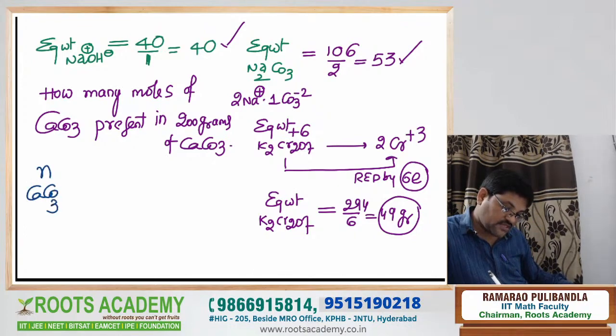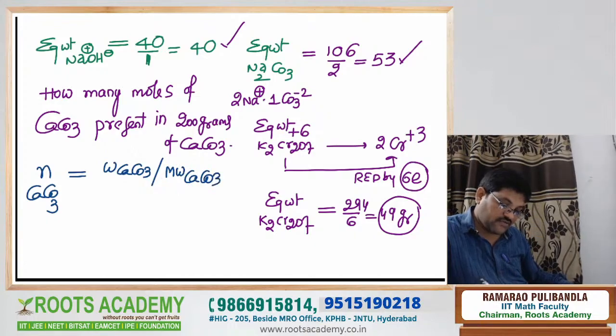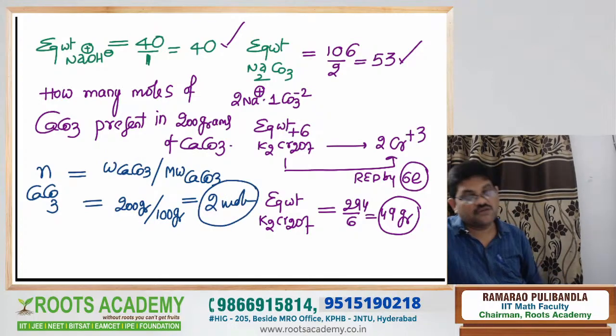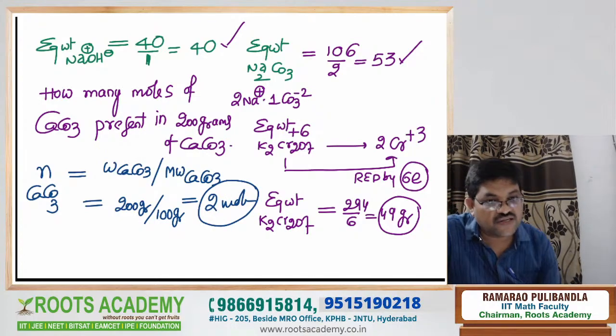Number of moles of CaCO3 is equal to weight of CaCO3 divided by molecular weight of CaCO3. The weight is given as 200 grams, and the molecular weight is 100 grams. Therefore, the number of moles of CaCO3 is 2 moles. Is that clear?